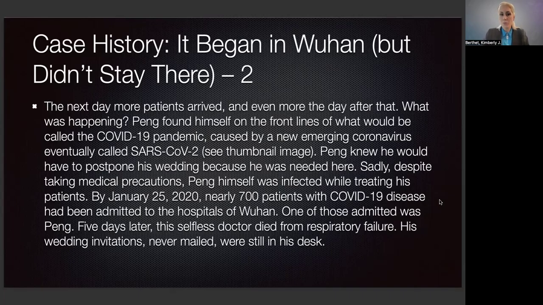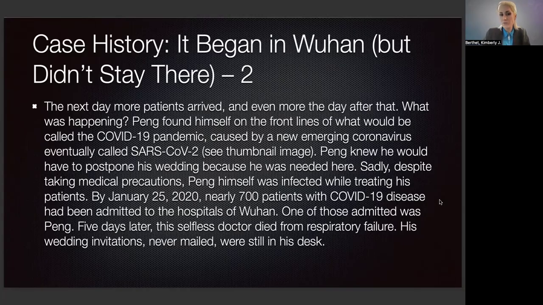The next day, more patients arrived, and even more the day after that. What was happening? Peng found himself on the front lines of what would be called the COVID-19 pandemic, caused by a new emerging coronavirus, eventually called SARS-CoV-2. Peng knew he would have to postpone his wedding because he was needed there. Sadly, despite taking medical precautions, Peng himself was infected while treating his patients.